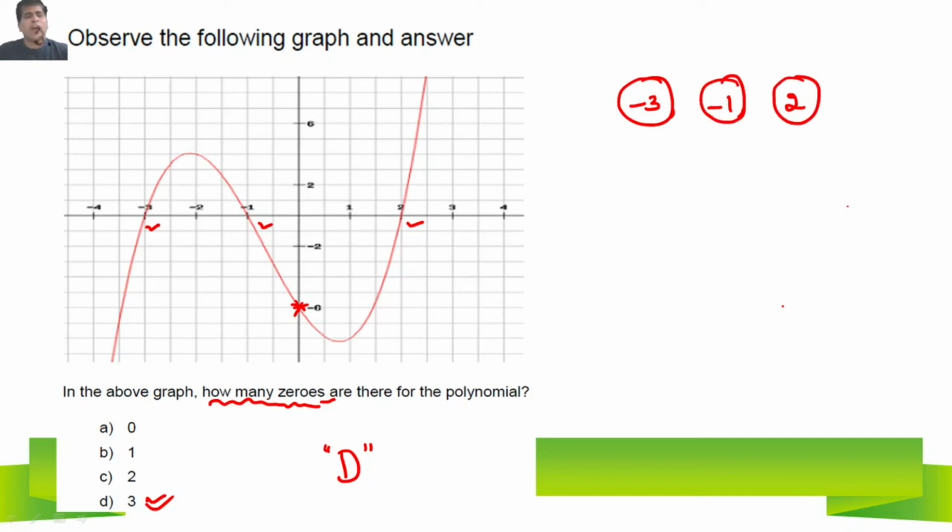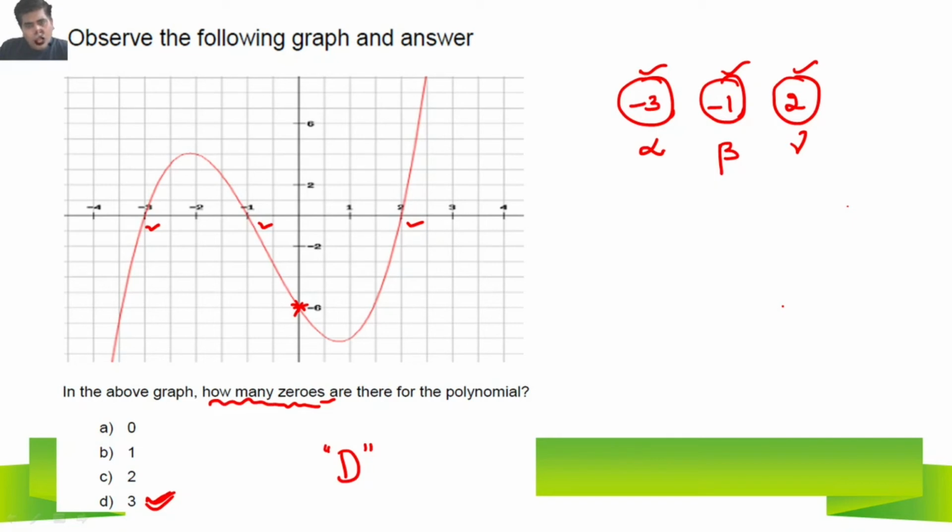So this graph has three roots. Based on these 3 roots, we can get the expression. If I assume these as alpha, beta and gamma, these are the roots of a cubic polynomial. Why is it a cubic polynomial? Because this is having 3 roots. So we can get the cubic polynomial easily.